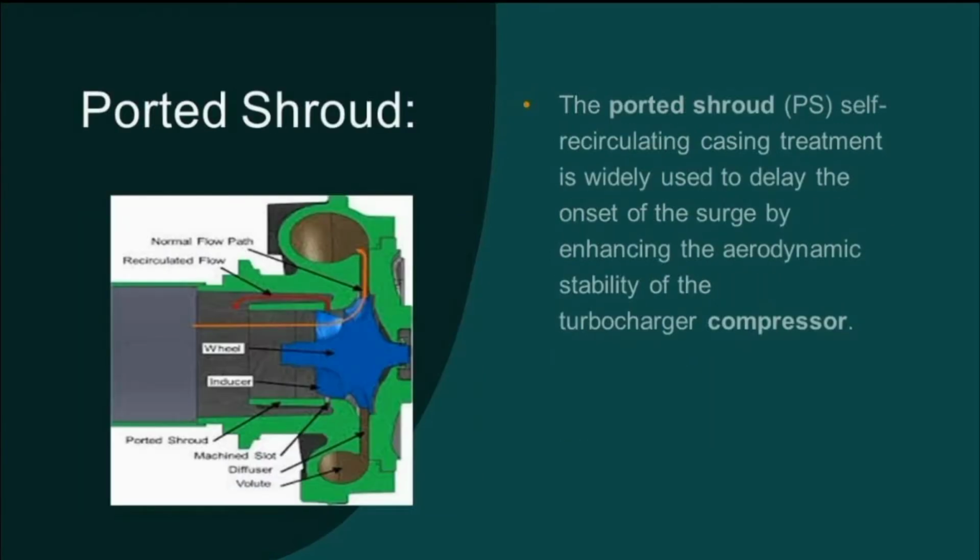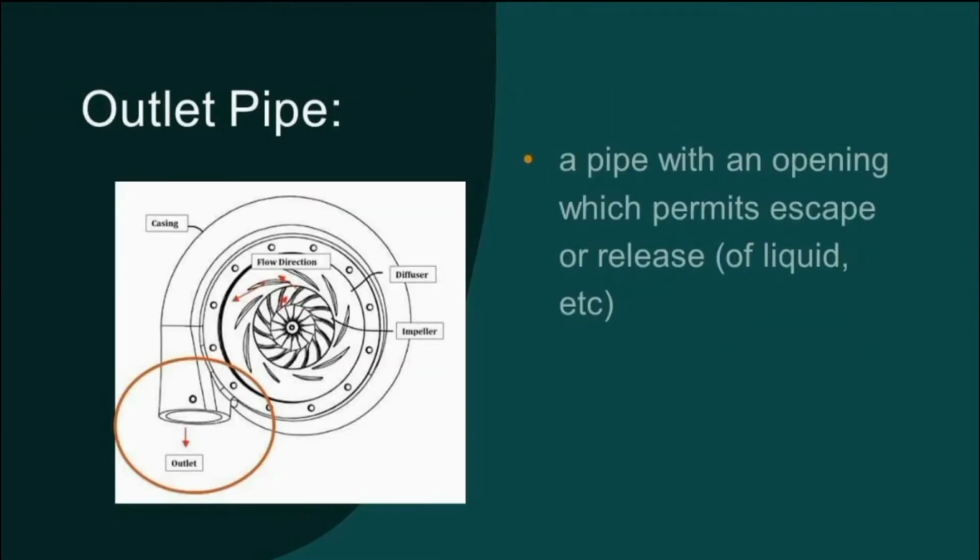Ported shroud. Ported shroud is a self-circulating casing treatment. It is widely used to delay the onset of the surge by enhancing the aerodynamic stability of the turbocharger compressor. Outlet pipe. A pipe with an opening which permits escape or release.